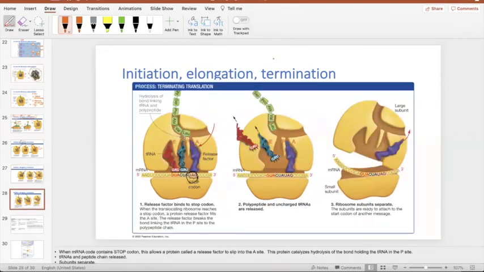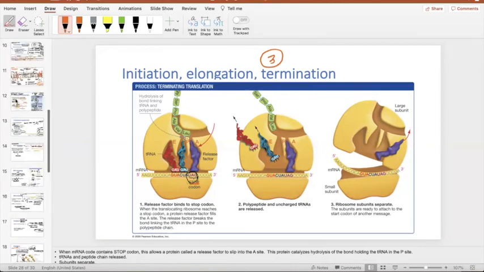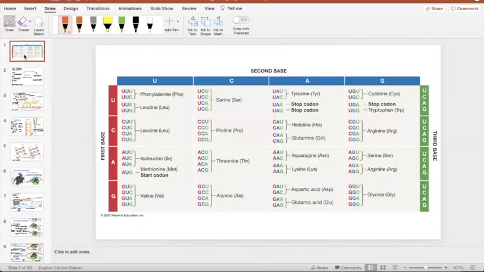That will continue until we get to phase 3, the termination phase. What happens in termination is that you reach a stop codon. Now, hopefully you remember from way back in the beginning when we talked about our codon chart that we had 3 stop codons. Here's 1, here's 2, and there's 3, okay? Notice that there's no amino acid associated with these stop codons.